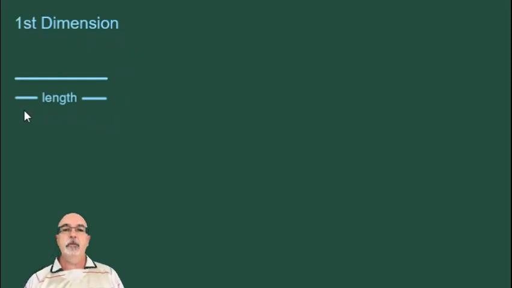It doesn't have to be arranged so it's going from left to right. It can be up and down or in any direction. But when you're only going in one direction as you measure, you're measuring the first dimension.